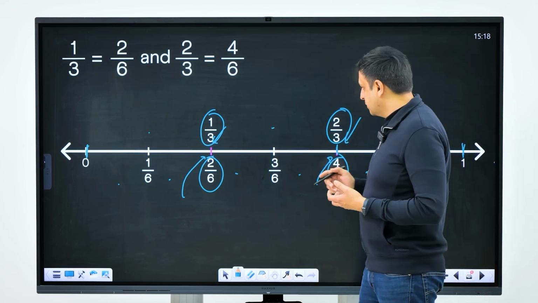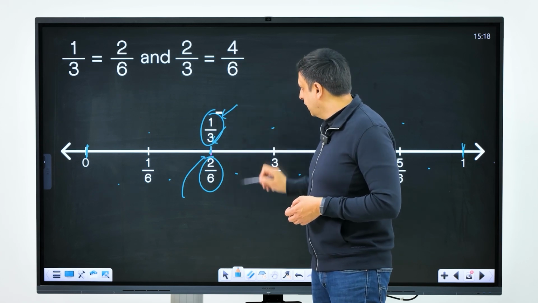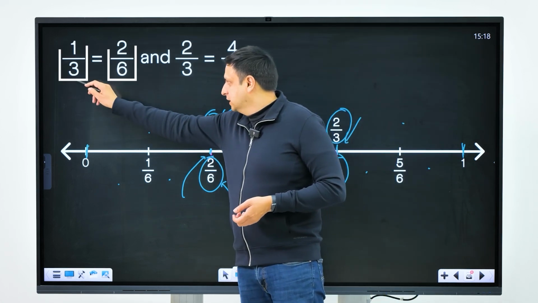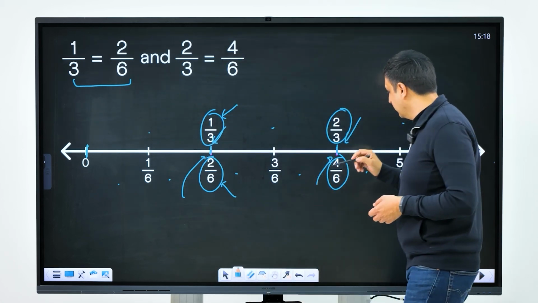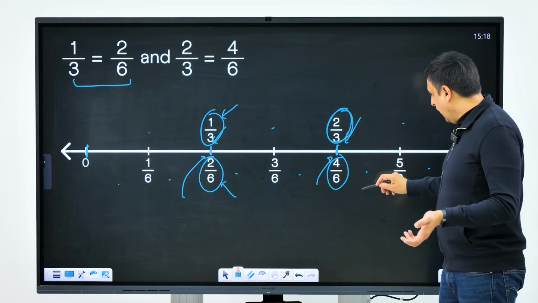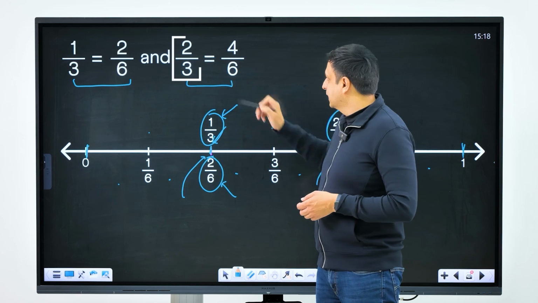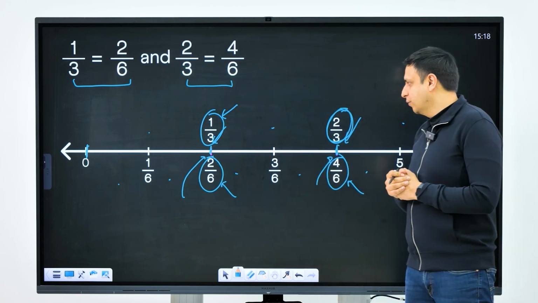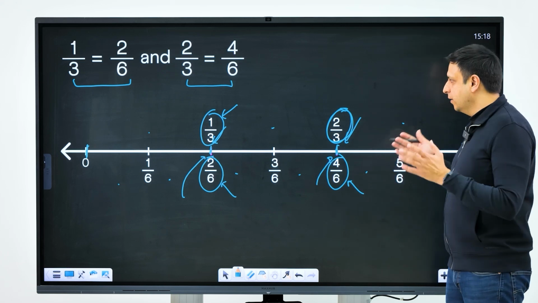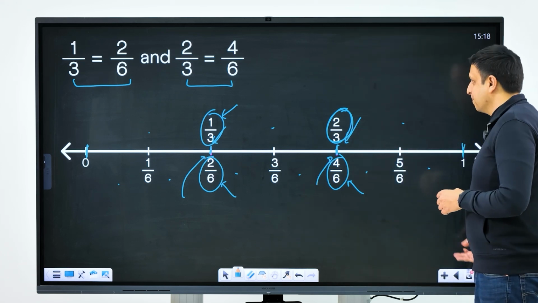So now what do we observe? We observe that this point here can be represented both as 1 over 3 and as 2 over 6, and therefore these two fractions are equivalent fractions. Similarly, this point here is both 2 over 3 and 4 over 6, and therefore these two fractions, 2 over 3 and 4 over 6, are also equivalent fractions. So that's once again the key idea here. If you have two equivalent fractions, they correspond to the same point on the number line.